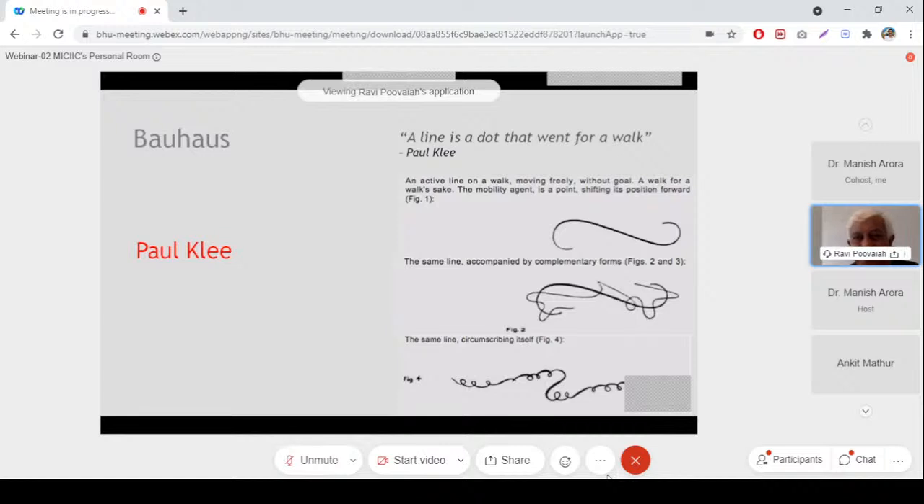The first one is an active line on a walk, moving freely without goal. At the same time, the second one is a line accompanied by a complementary form. The third one is taking circles, having a lot of enjoyable time moving around. So it's an adventurous line, if you look at figure four.